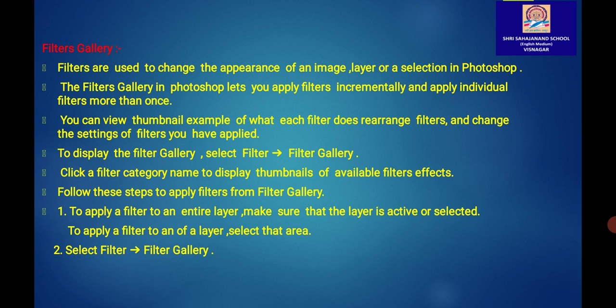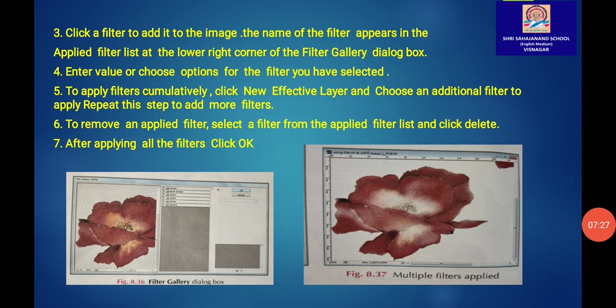The first step is, to apply a filter to an entire layer, make sure that the layer is activated and selected. As usual, you have to activate the particular layer where you want to apply a filter. Then to apply a filter to a layer or selected area, select Filter, then Filter Gallery. It will open a number of categories of filters, and then you can select a particular one from it and apply it to your image. Click a filter to add it to the image.